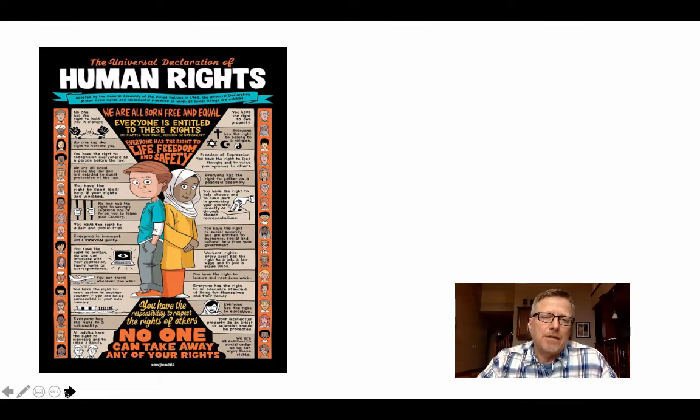I really like this poster, and you might want to pause it, or at the end pause it, because I'll enlarge this and see what you think about some of these rights in this poster. It says you have the responsibility to respect the rights of others, and no one should be able to take away your rights, whether that be based on religion or race or gender, sexual identity, LGBTQ rights, etc.